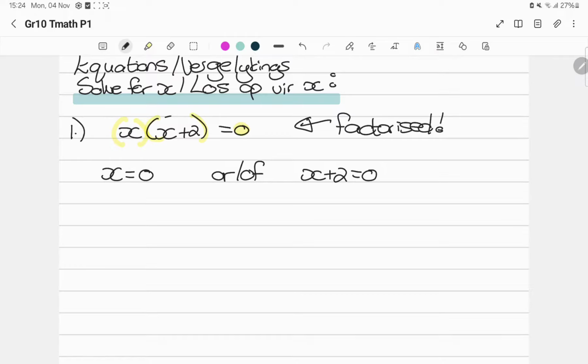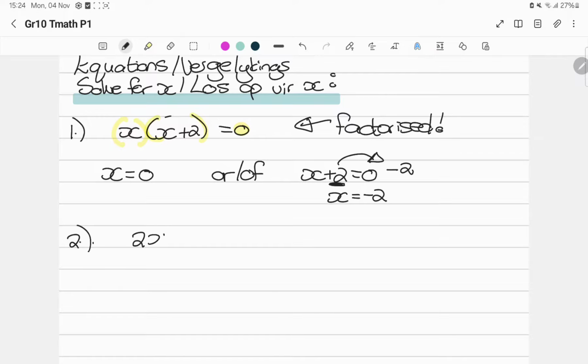And now you just solve for x. Okay, so here x is already alone. Here I have a problem. Here's a plus 2. So to get an x alone, I have to take over my plus 2. It becomes minus 2. So x is in fact equal to negative 2. Let's look at another one like this.